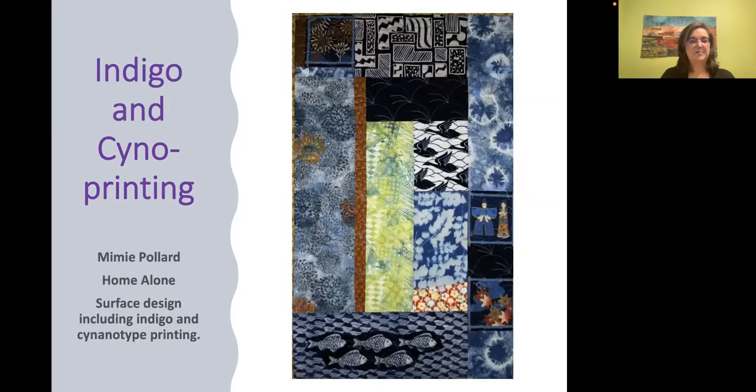Indigo and cyanotype printing. This is by Mimi Pollard, called Home Alone. Here she uses surface design, including indigo and cyanotype printing. Cyanotype printing is a process where it's like a blue ink. In the 19th century, it was used by engineers to do what we call blueprints. You can either treat a fabric with a chemical, or you can buy fabric prepped and then create a print. And that would be the leaves in the middle of her piece.